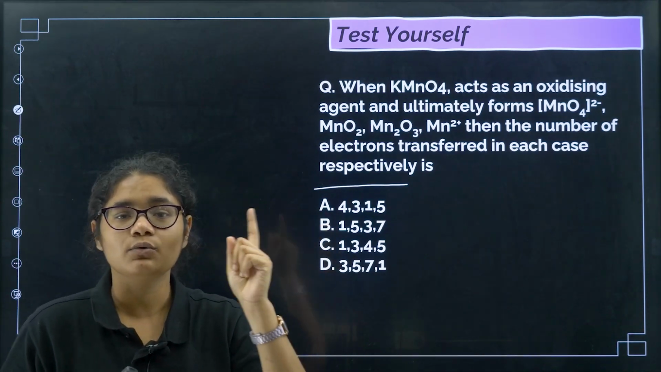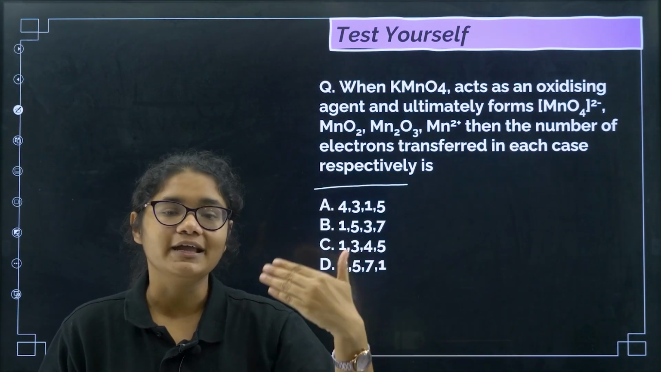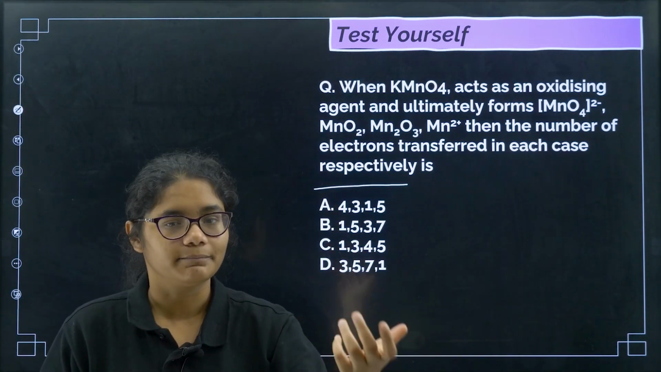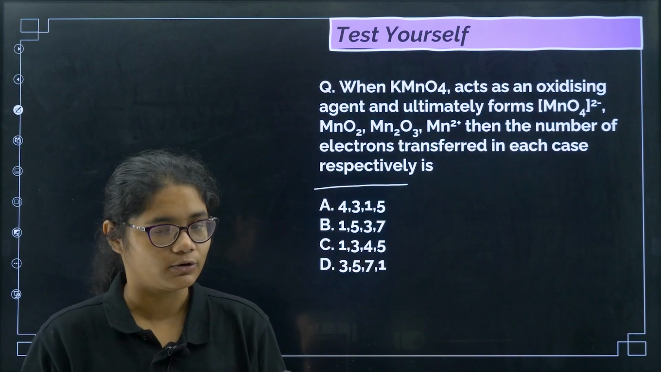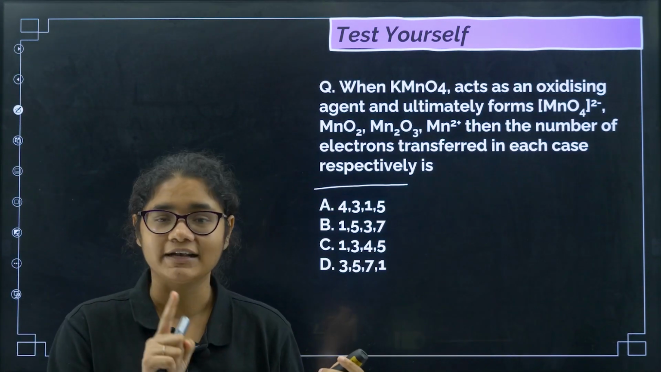Another question I asked you, why can H2SO4 acid be used to acidify any solution of permanganate, whereas HCl cannot be used. Comment down the answers, and if you do not know, please comment down that you don't know. I will tell you the answer there.